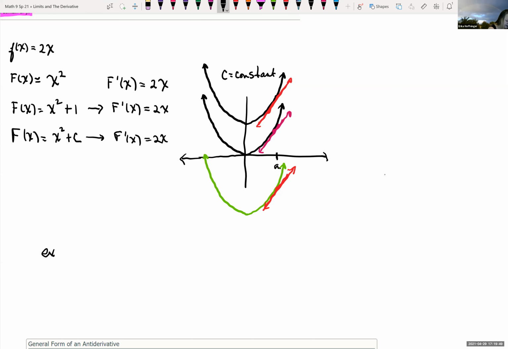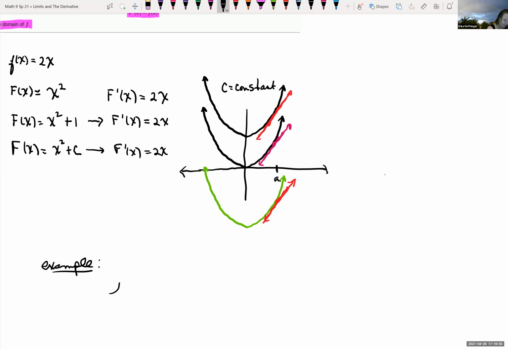Okay, let's think about a different example where we're trying to find the antiderivative. Maybe we have f of x equal to x cubed, and we're trying to find what we can take the derivative of to get x cubed.